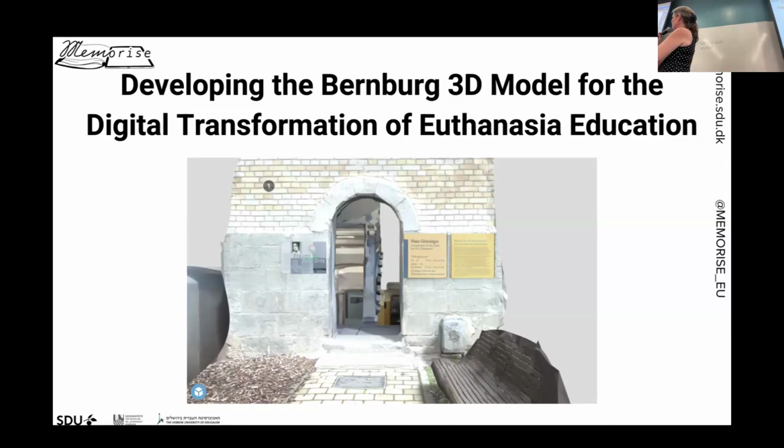Yes, I'm going to present the article that I have written with co-workers from the Bernburg facilities, Judith Gebauer, and from the Hebrew University, Esther Rachow, and my supervisor from SDU, Stefan Jänicke. We have been writing this article about taking this 3D model and how to use it for educational purposes.